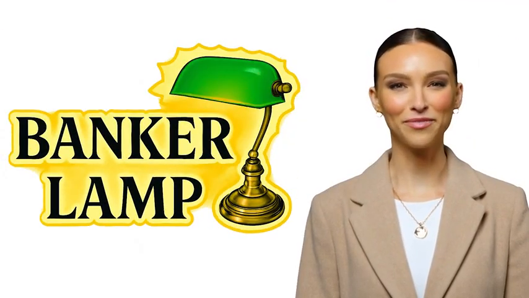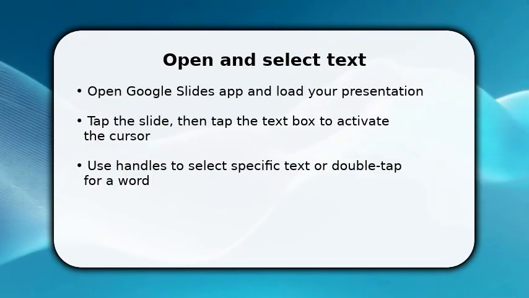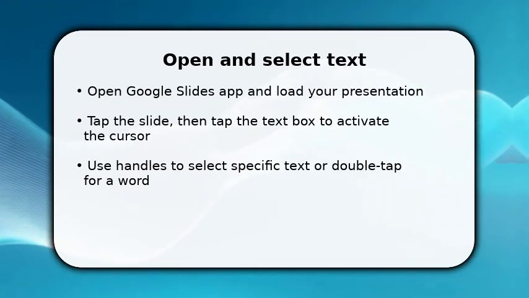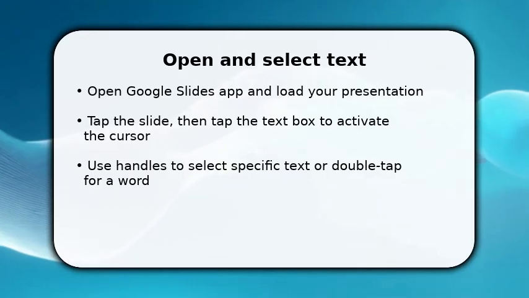Please enjoy the video. You begin by opening the Slides app and navigating to the slide you want to edit. Tap the text box to place the cursor, and drag the selection handles or double tap to highlight the exact text. Once done, make sure the floating toolbar appears above the keyboard. It contains quick formatting tools.